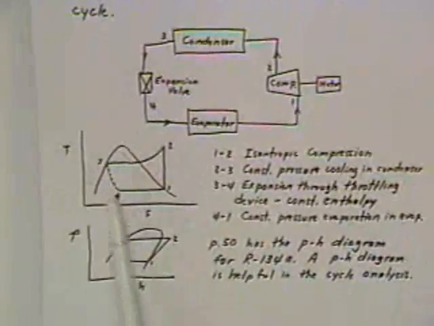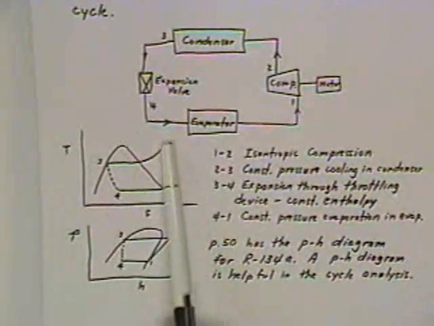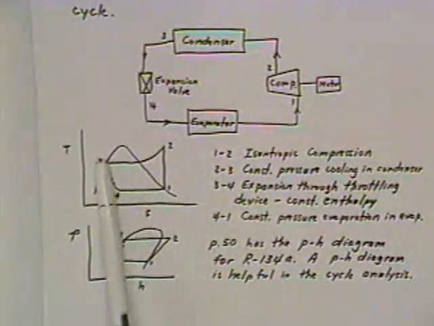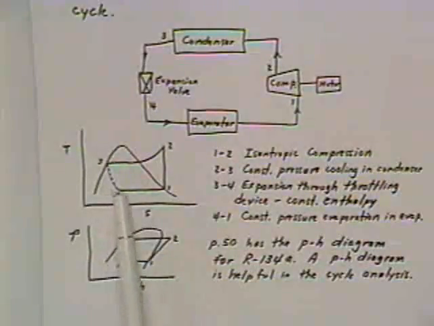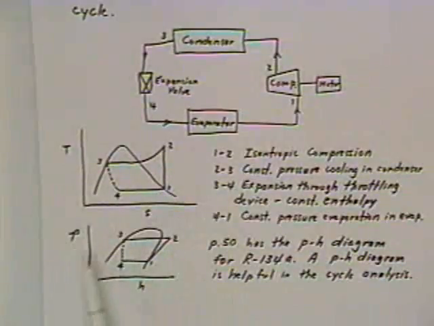So the TS diagram looks something like this. 1 to 2 is the compression in the compressor. 2 to 3 is constant pressure cooling in the condenser down to a saturated liquid condition. 3 to 4 is constant enthalpy through the throttling valve, and 4 back to 1 is the evaporation. Now, sometimes it's useful to show these things on a pH diagram, so I've just sketched in a pH diagram for the cycle.